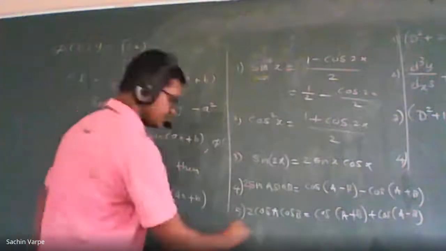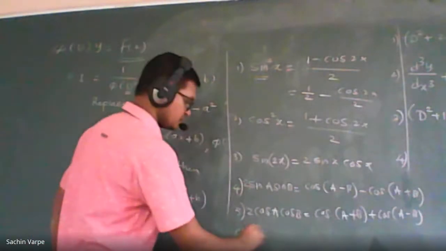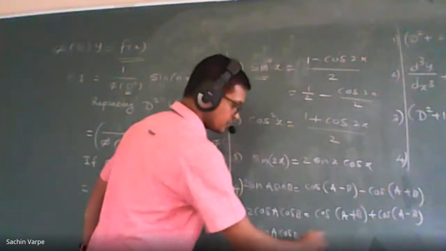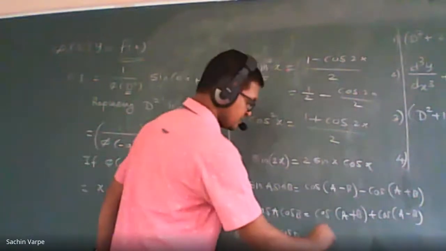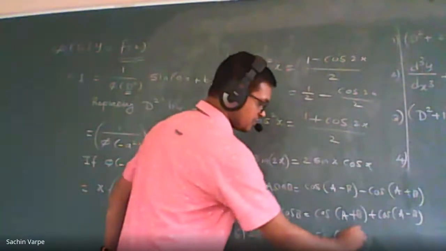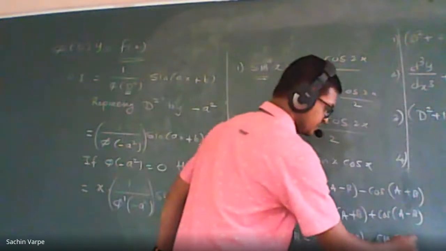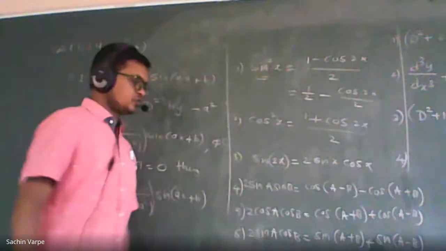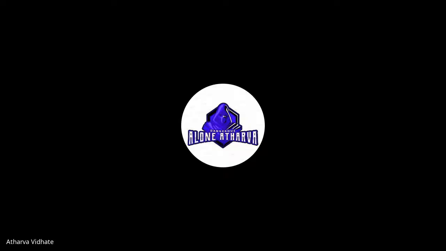And then one is for sine A cos B. 2 sine A cos B is equal to, I think, sine of A plus B plus sine of A minus B. Please check once. 2 sine A cos B is sine of A plus B plus sine of A minus B. Yes, sir, correct. Okay, fine.